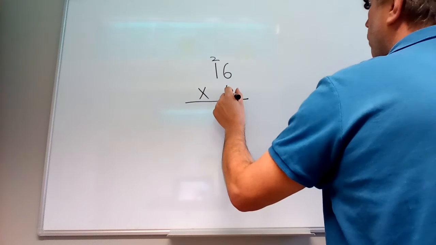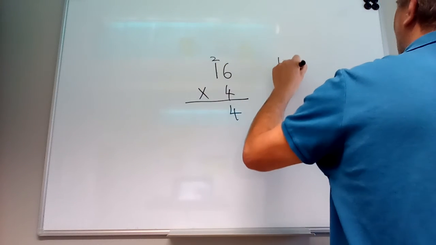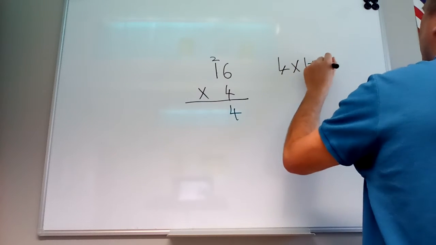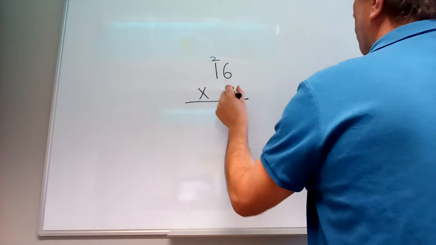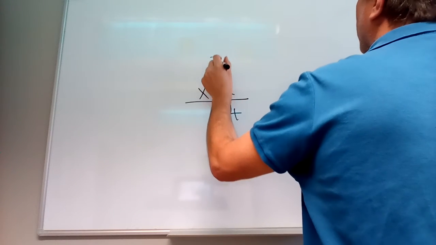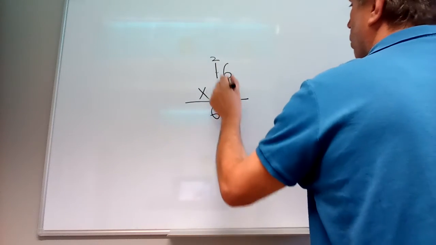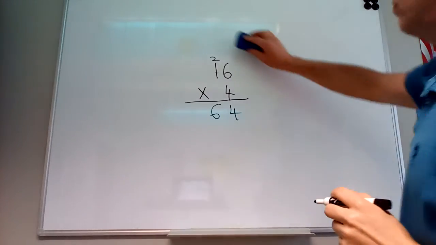Now, we go 4 times 1, and then we're going to add the 2 to it. Okay, so that's the way that's going to work here. So we're going to go 4 times 1 is 4, plus the 2 is 6, and that gives you a 64 then.